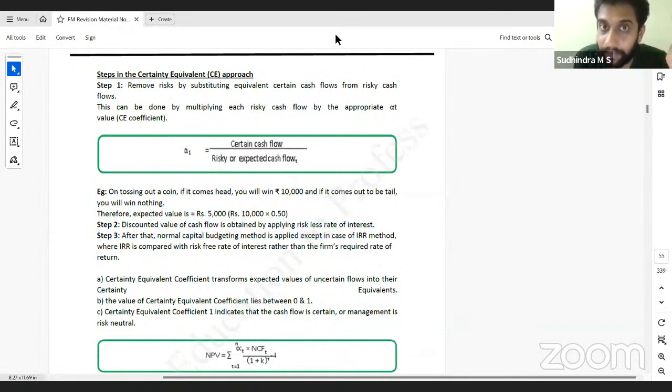Are we getting this? Yes, sir. Once we have the present value of cash inflow, and you know the present value of cash outflow, calculate NPV. That's simple, the same thing. Write this down in certainty equivalent.